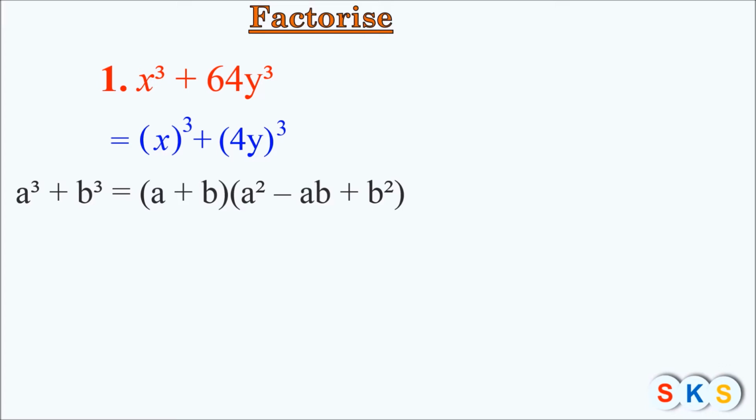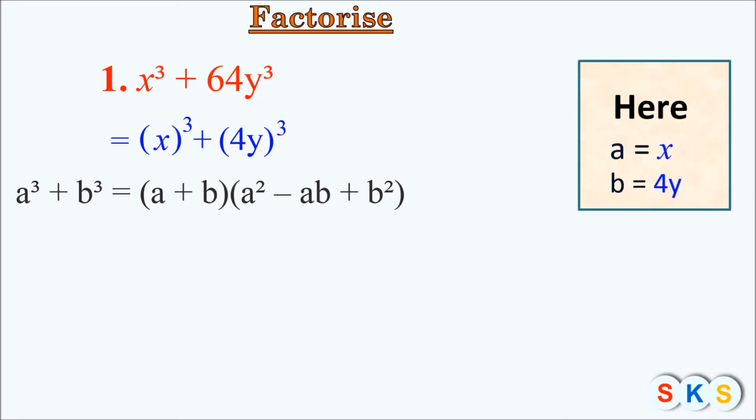And you can see here the first term is cube of x, therefore a equals to x. The second term is cube of 4y, therefore we will take b as 4y. We will make a note of this. You can see that here I have noted in the box. Here a is x and b is 4y.